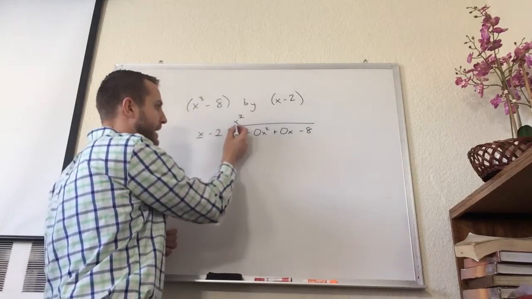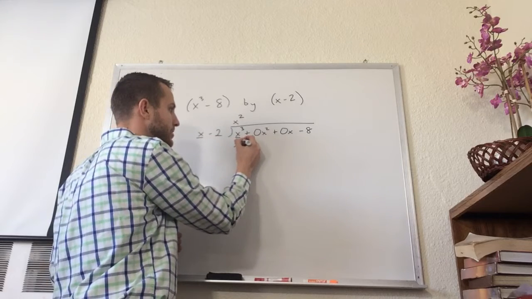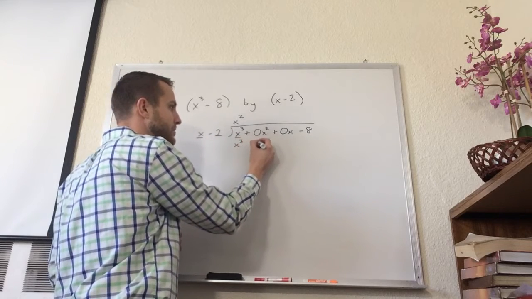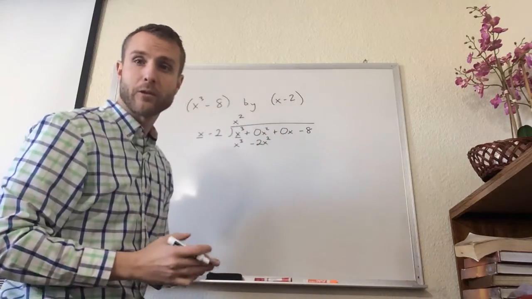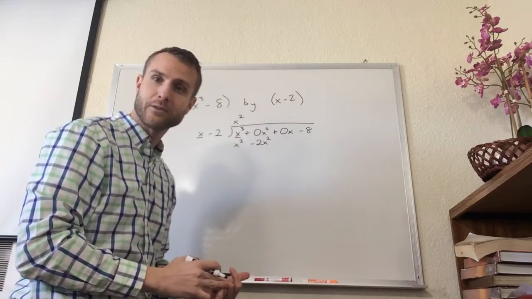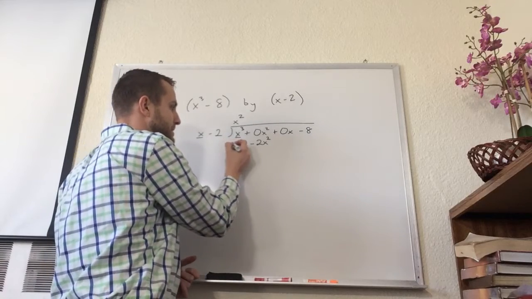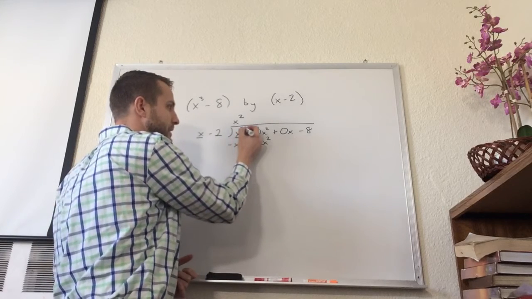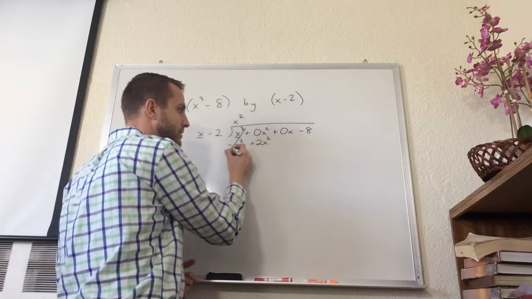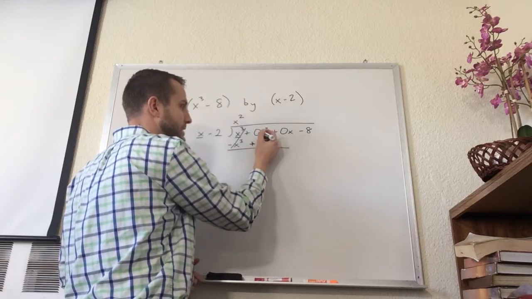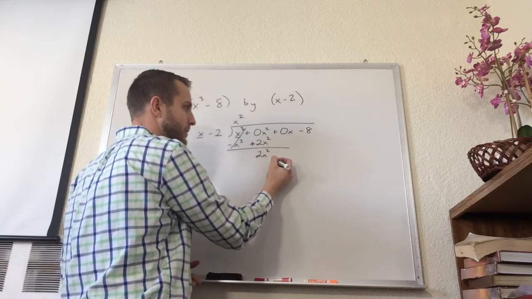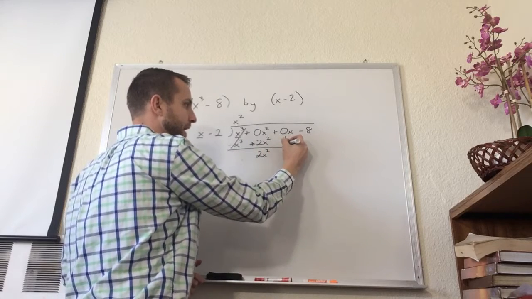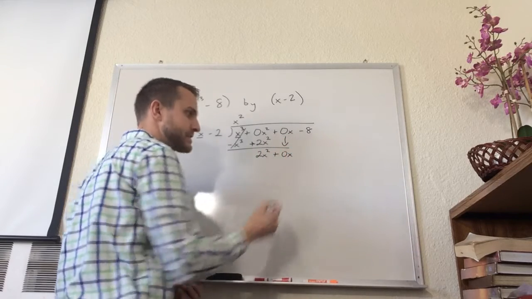Then remember, I multiply back. X squared times x is x cubed. X squared times negative 2 is negative 2x squared. Again, remember, very important, change the sign for both of those. So this becomes negative and this becomes positive. These should always cancel. They do. Now I'm going to add straight down. Obviously, anything plus 0 is just itself. So I have 2x squared. And then I'm going to drop down the next, which is 0x.